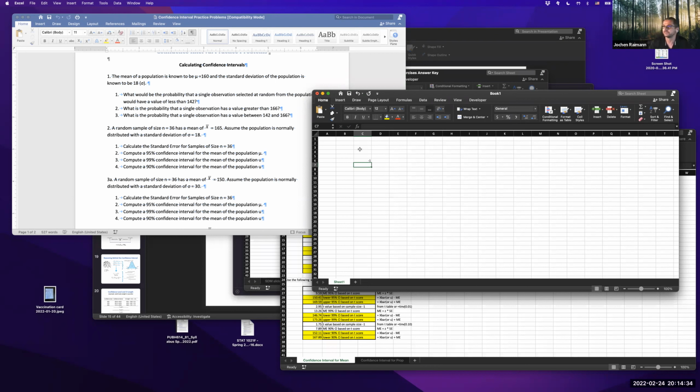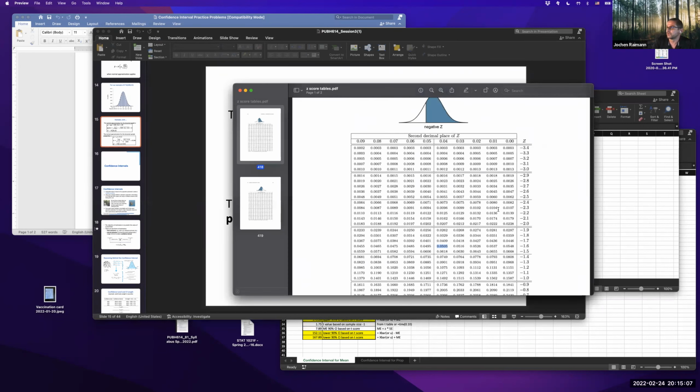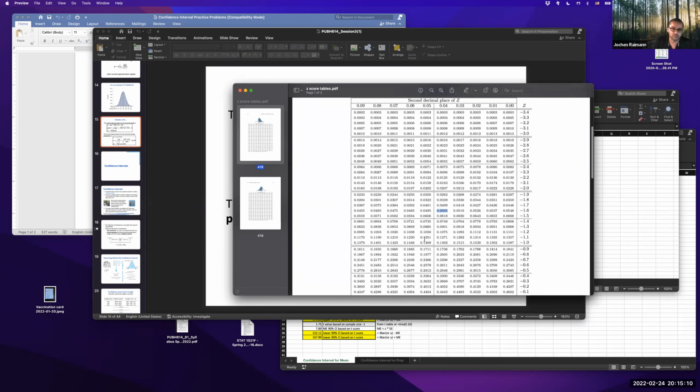So let's do mu, 160, and sigma, which is 18. Based on that, we get a z score of -1. If we look up a z score of -1 on the z score table, which OpenIntro provides, we can also employ the empirical rule, as suggested in the spreadsheet.